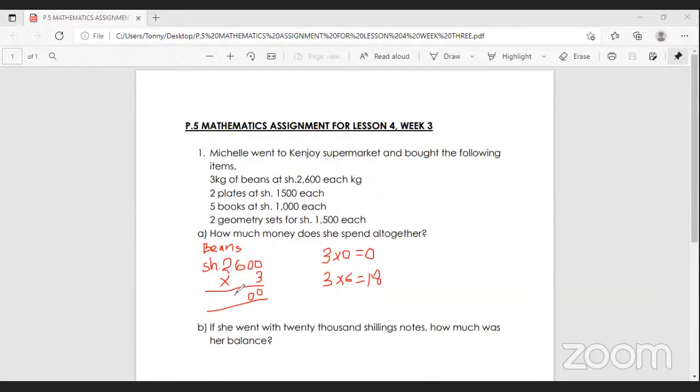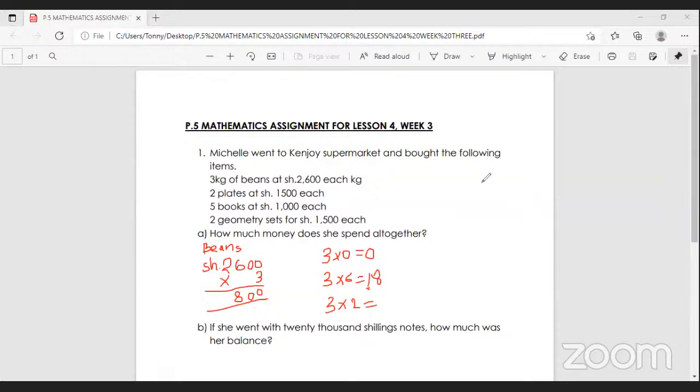Then we write 8 and we regroup 1. We are going to regroup 1 because from 18 we have just written 8. Then you come to 3 times 2. 3 times 2, Wandera, what do we get? Emery?